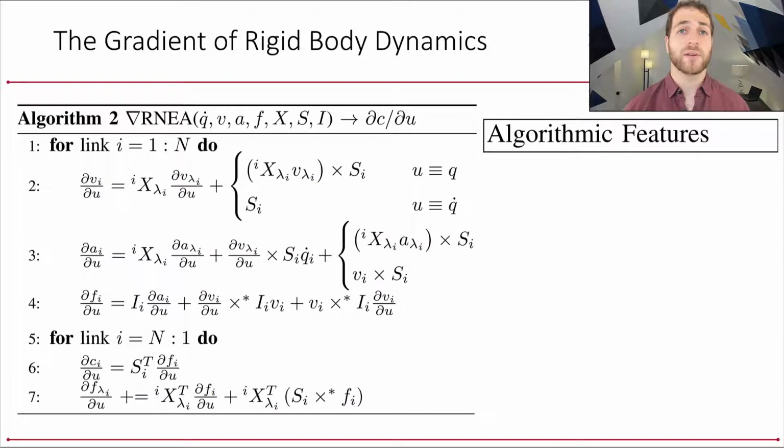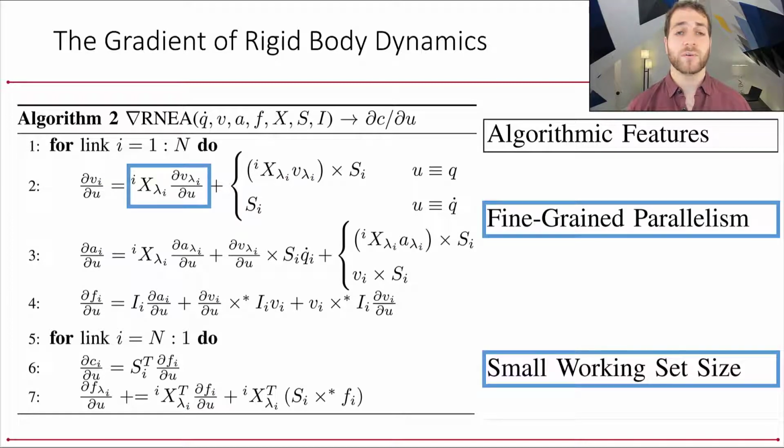When we look at this algorithm, we can see a lot of different things going on here, and I'm going to walk through some of the key features. The first 2 features I want to discuss are fine-grained parallelism and a small working set. Now, these go hand in hand because a lot of these matrices and vectors that you see represented by variables here are 6x6 or 6x1 matrices and vectors. Therefore, the amount of memory we need to keep in our cache is actually quite small. That's that small working set. And we can have lots of fine-grained parallelism in those 6x6 or 6x1 matrix vector operations.